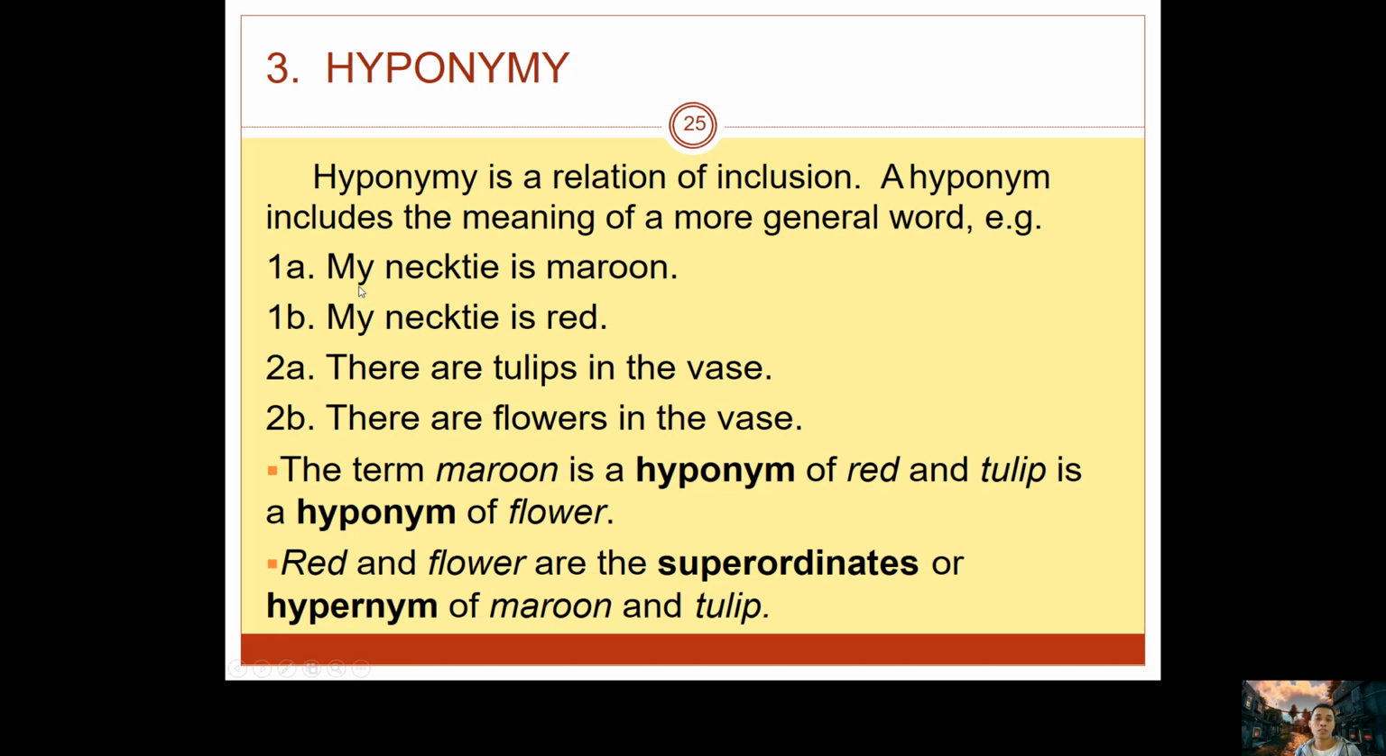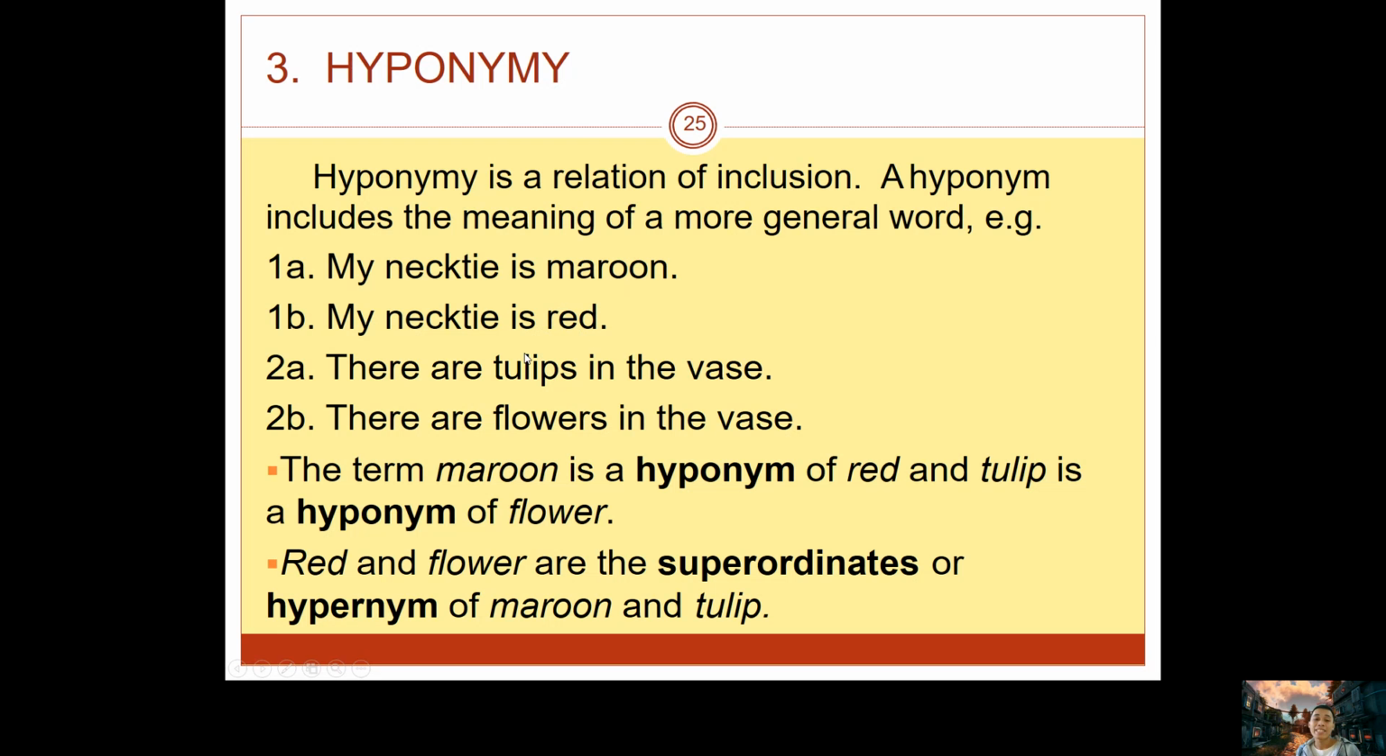First, this is premise one: my necktie is maroon, my necktie is red. And this is the second premise: there are tulips in the vase, there are flowers in the vase. It means maroon is a hyponym of red. Okay, right? Tulip is a hyponym of flower.